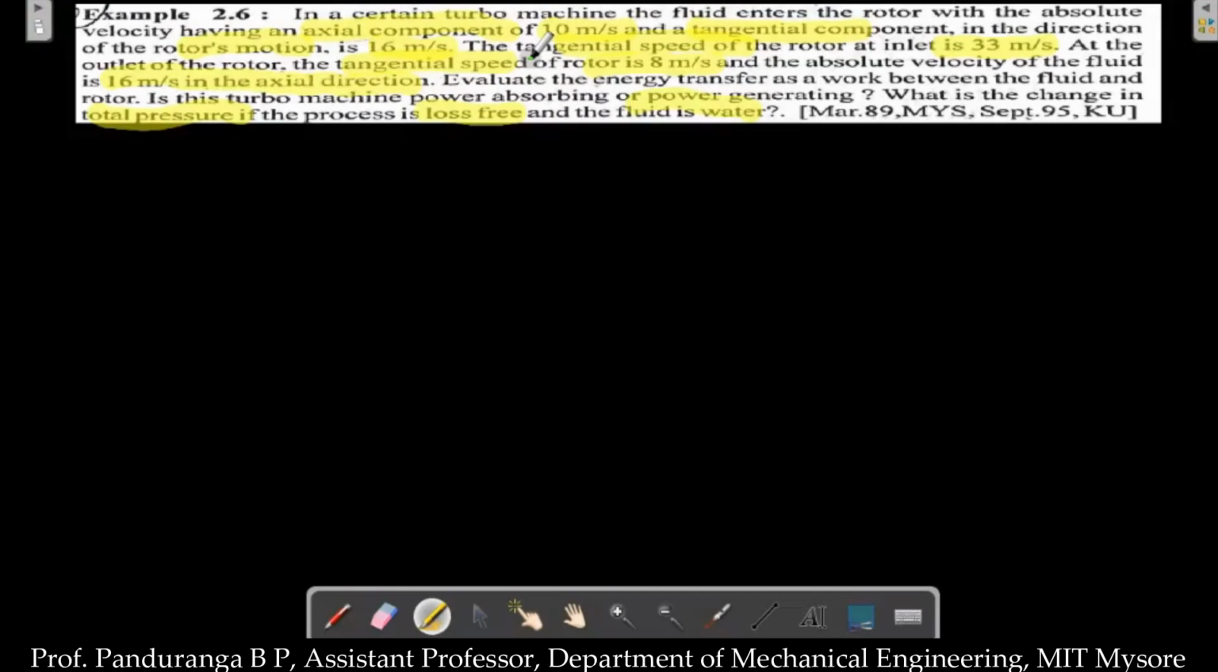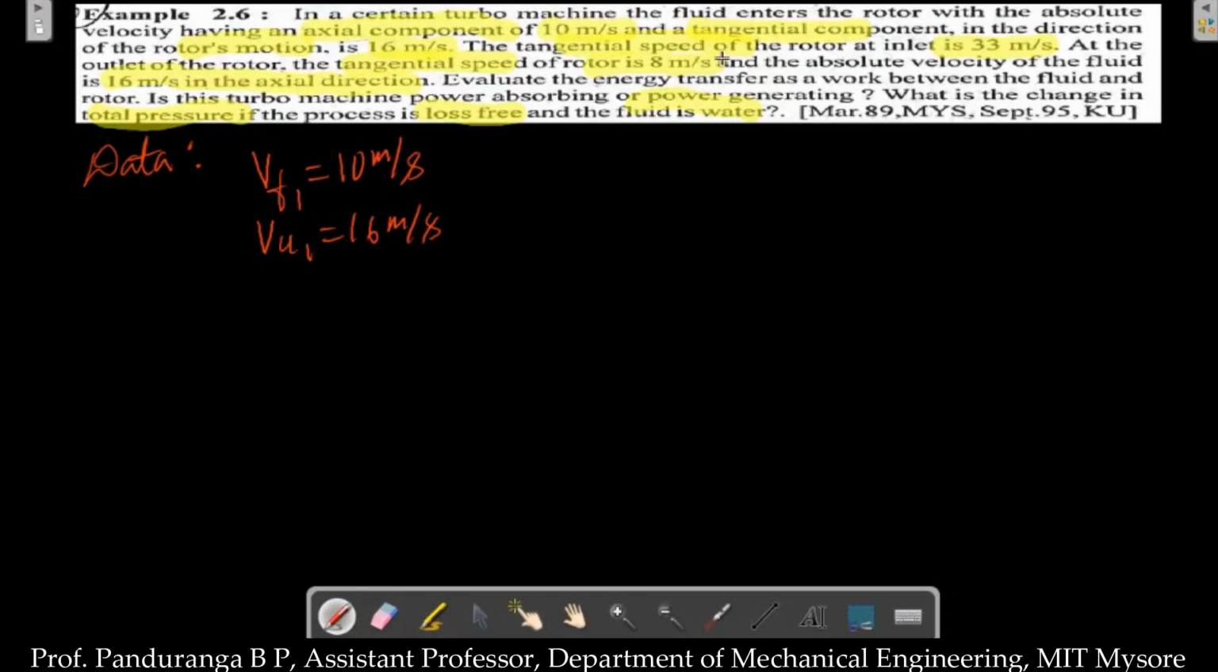First, I'll start with listing out the data. So the data given in this problem are, first one, they have given the absolute velocity having an axial component of 10 meter per second. So at the inlet, we have the axial component of absolute velocity. So axial component is Vf, that is the flow velocity at inlet is 10 meter per second. And the tangential component, which is in the direction of rotor, is 16 meter per second. So tangential component at the inlet is Vu1, and that is 16 meter per second.